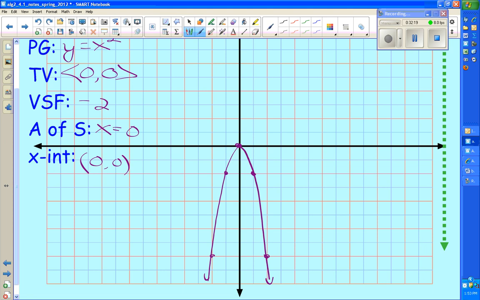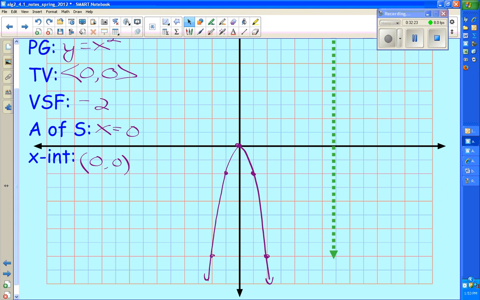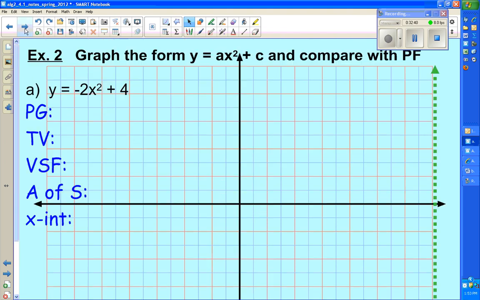And that's what your graph is going to look like. And your axis of symmetry goes right through the vertex every single time. It will be done with a highlighter and it will be dotted always. Any questions so far? Let's translate a little now.